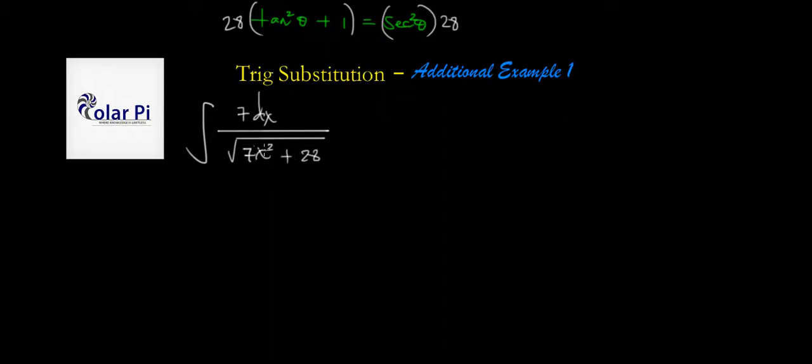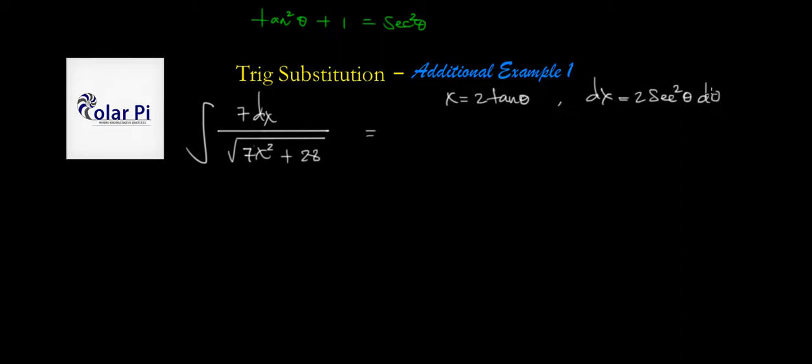Okay, so we need this to be 28 tangent squared. To make that happen, x has to be 2 times tangent of any angle, and let's use theta. So here we're saying let x equal 2 times tangent theta. First of all, let's find dx. dx will have to be 2 times secant squared theta d theta.